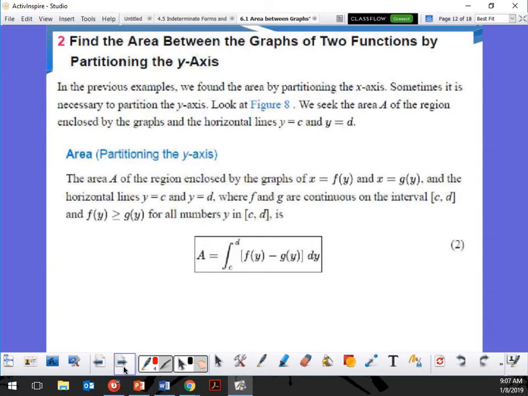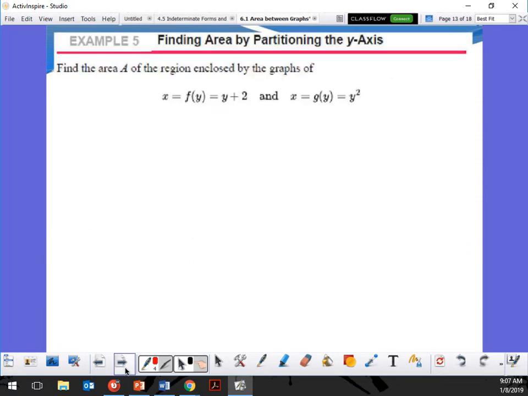So I actually have a function on this next one. So for this one right here, it's f of y is greater than g of y for all numbers in the interval from c to d. So it's the top one minus the bottom one. But it's for the y values. So let's see if that will make a little bit more sense when I throw some numbers in here. Find area A of the region enclosed by the graphs here. So it has f of y is equal to y plus 2, and g of y is y squared.